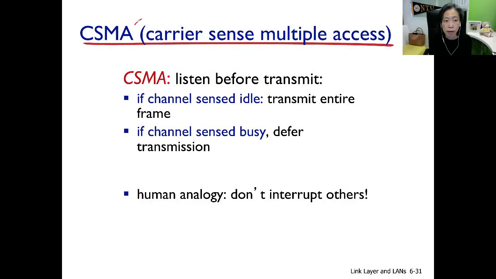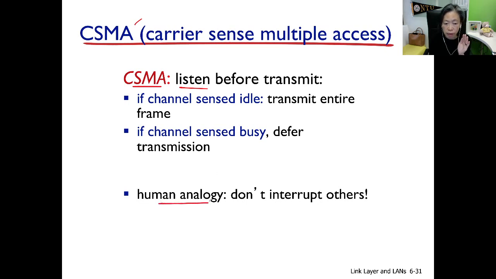CSMA, this is a big category. Its variations are commonly used in Ethernet or wireless Ethernet. So this is a popular random access MAC. The principle is this: before sending, listen to the channel first.